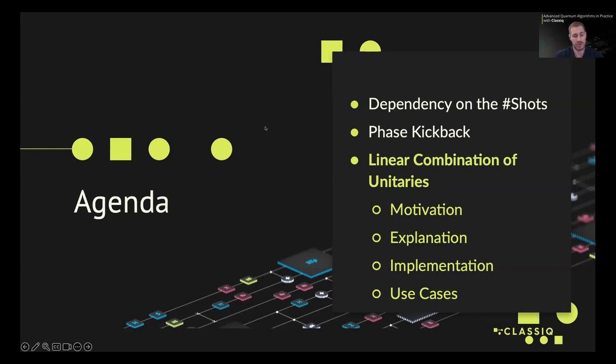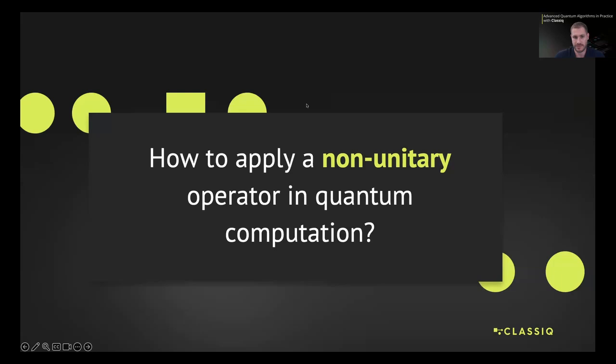So we'll cover the motivation, we'll explain the high-level working of the algorithm, we'll go through the implementation at a high level, and then I'll give you some use case examples. And this is really interesting because we can see already really advanced use cases being used by this linear combination of unitaries primitive.